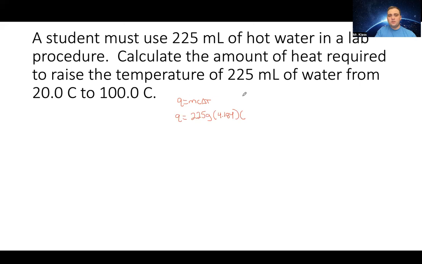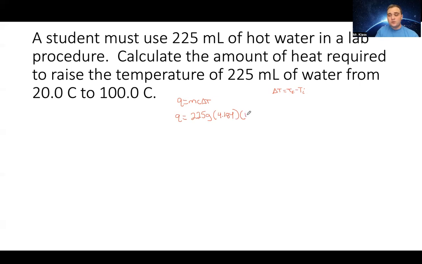Now, what's the change in temperature? Now, don't forget, delta T equals the final temperature minus the initial temperature. Now, this is very, very important that we remember this, because if we don't do the final temperature minus the initial temperature, we won't be able to determine if Q is negative or positive to determine if the problem is asking about an exothermic reaction or an endothermic reaction.